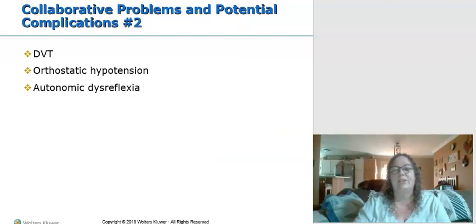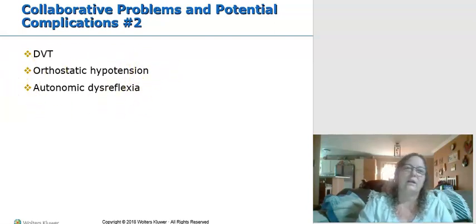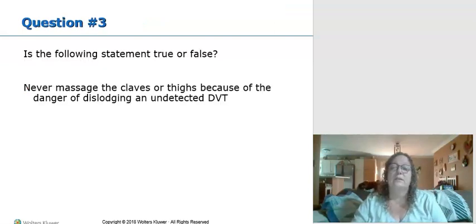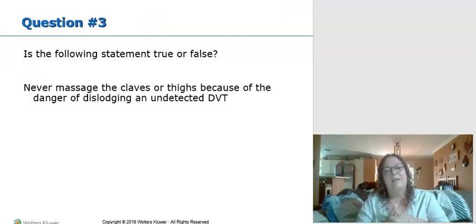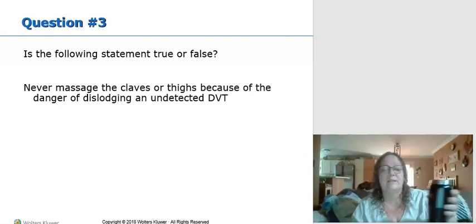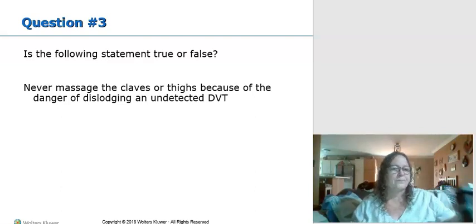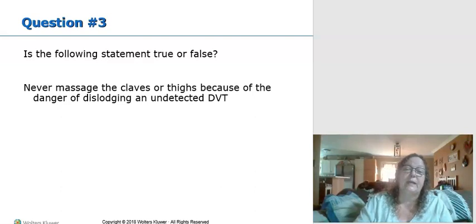Potential complications include DVT, orthostatic hypotension, and autonomic dysreflexia. So we want to make sure with these patients we change positions slowly, have DVT prophylaxis on board, and try and avoid autonomic dysreflexia, and if we see it, treat it early. So is the following question true or false? Never massage the calves or thighs of the patient because of the danger of dislodging an undetected DVT. That is true. Don't do that.